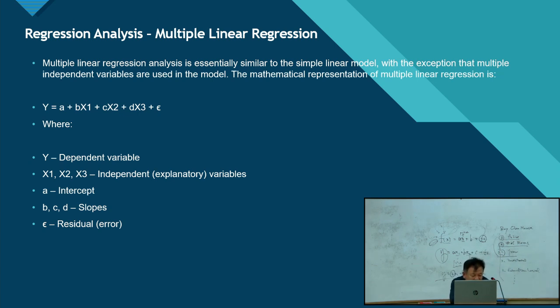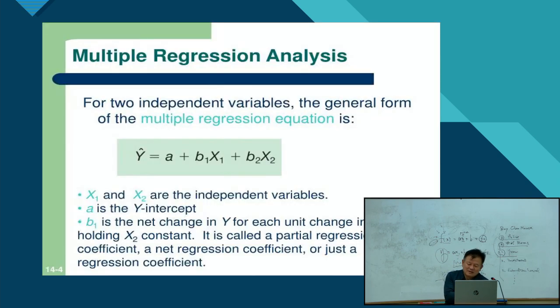Here y is the dependent variable. x1, x2, x3, as I said, are independent variables. a is the intercept. b, c, d are slopes. Epsilon t, or epsilon, is the residual. Residual means error, bias. This is multiple regression analysis, expressed like that.